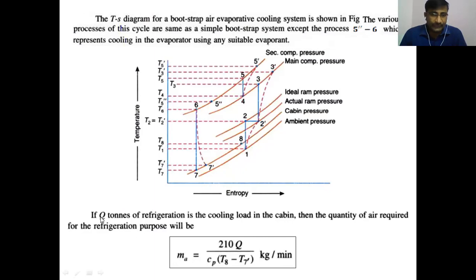Yes, students? From this, if Q tons of refrigeration is the cooling load in the cabin, then consider the quantity of air required for the refrigeration process. During the process 7 to 8, the refrigeration effect is MA into Cp into (T8 minus T7), which is equal to Q. Q is Q tons of refrigeration, or Q into 210 kilojoules per minute. Therefore, MA equals Q into 210 divided by Cp into (T8 minus T7), in kg per minute. This formula is used to calculate the mass of air required for the cabin to produce Q tons of refrigeration.